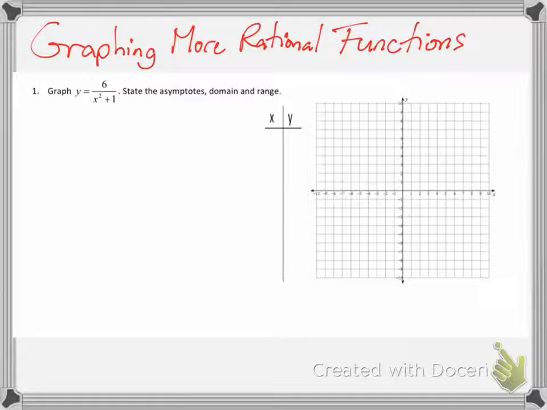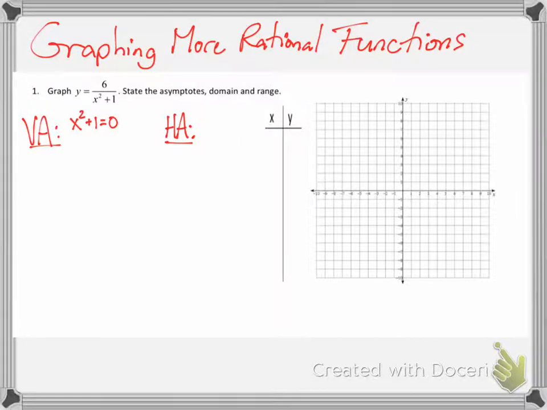We have y equals 6 over x squared plus 1. So the first thing we're going to do is find the asymptotes. I'm going to go ahead and find the vertical asymptote and the horizontal asymptote. The vertical asymptote throughout this entire process is not going to change. In order to find a vertical asymptote, you set the denominator equal to 0 and solve. So let's do that. x squared plus 1 equals 0.